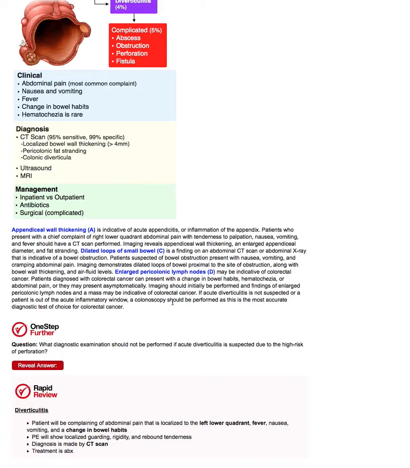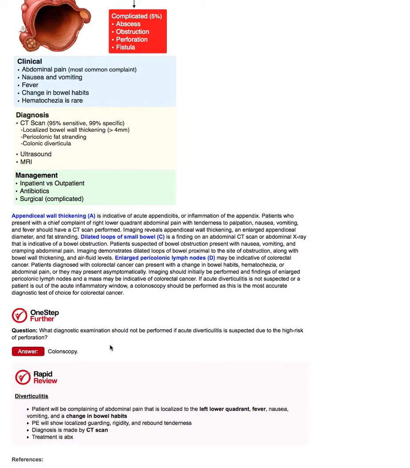If we look at our one step further question, what diagnostic exam should not be performed if acute diverticulitis is suspected due to the high risk of perforation? And my guess here is going to be any type of instrumental insertion, so colonoscopy. And sure enough, that is correct.